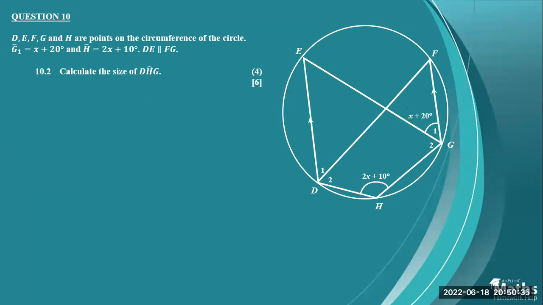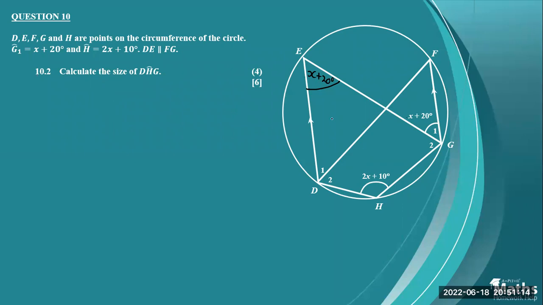Then for the next one. Okay, so let's just fill in what we have now. When you do it, you just quickly draw the circle and you fill in everything. Calculate the size of DHG. So we must now actually solve this one. We must figure out what the size is. You can either set this one, no, that's not going to help you. If you set that one equal to that one, that's not going to help us. So what else can we do?